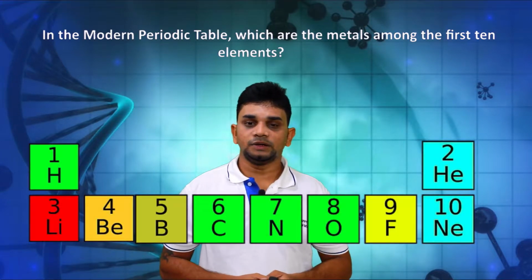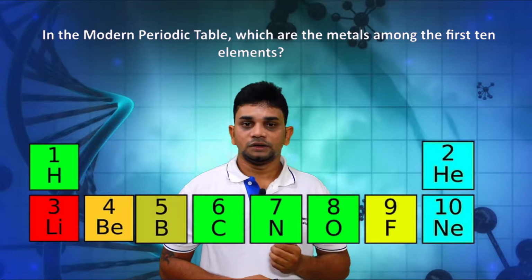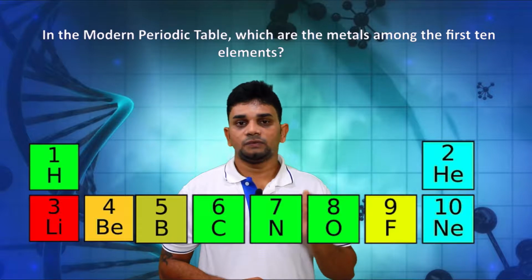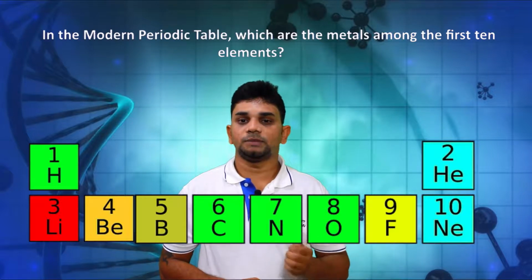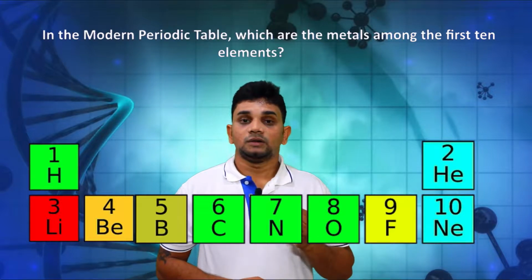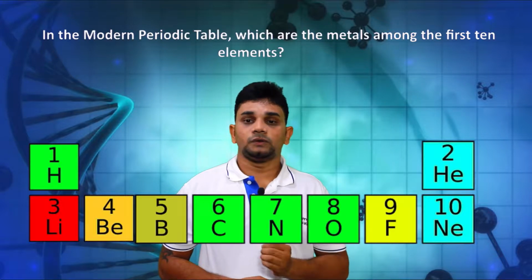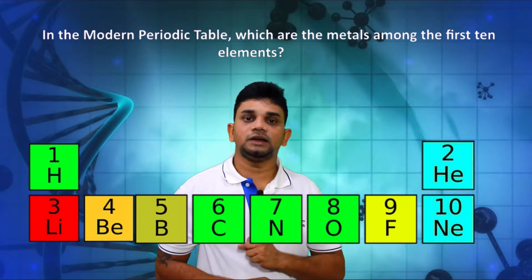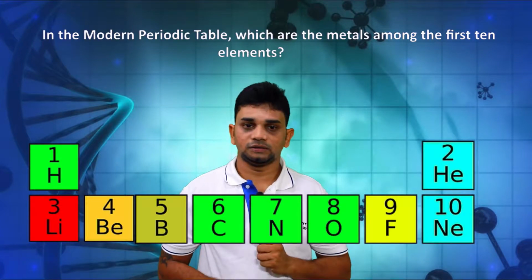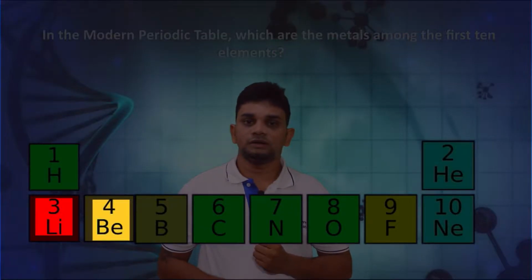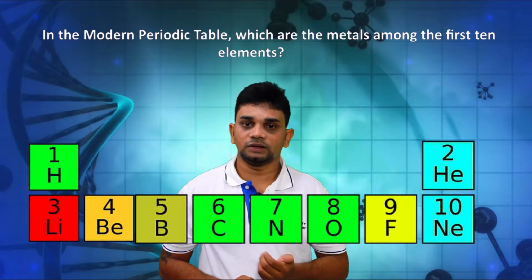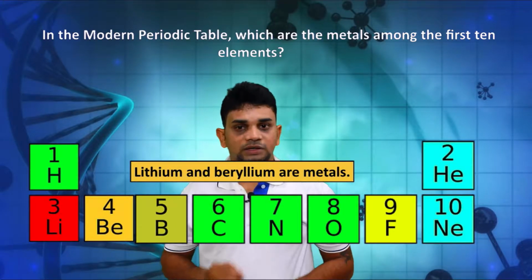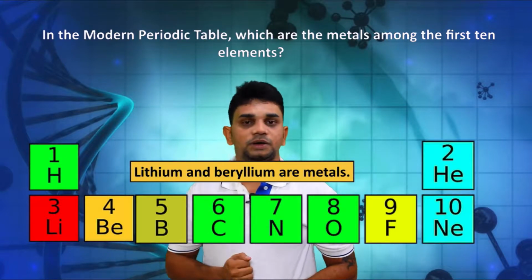These are the 10 elements. First element is hydrogen, second one is helium, third one is lithium, fourth one is beryllium, fifth one boron, sixth one carbon, seventh one nitrogen, eighth one oxygen, ninth one fluorine, 10th one neon. We need to find the metals among these 10 elements. Which are metals here? Lithium is a metal, beryllium is a metal, so the answer is lithium and beryllium. Metals are present at the left side of the periodic table.